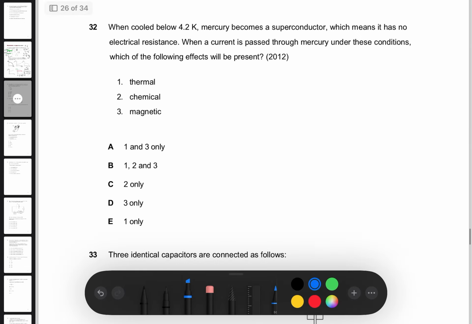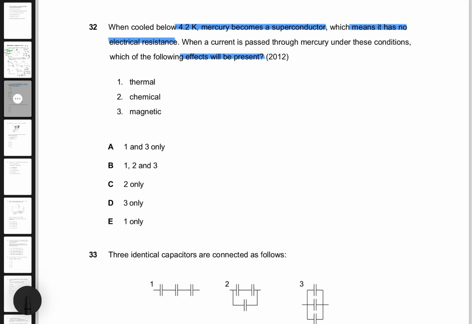All right, let's take a look at question 32. It says, when cooled below 4.2 kelvins, mercury becomes a superconductor, which means that it has no electrical resistance. And when current is passed through mercury under these conditions, which of the following effects will be present? First of all, when there is no electrical resistance, there's no thermal effect, there's no heat.